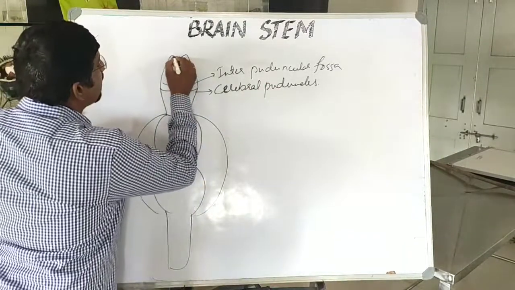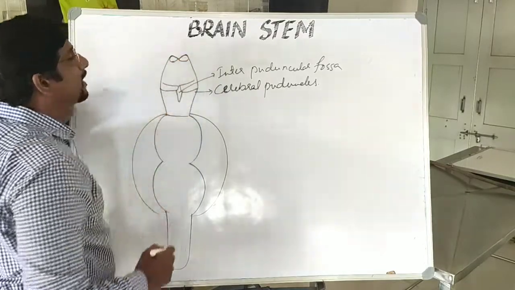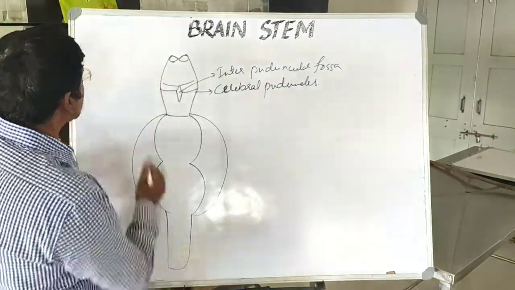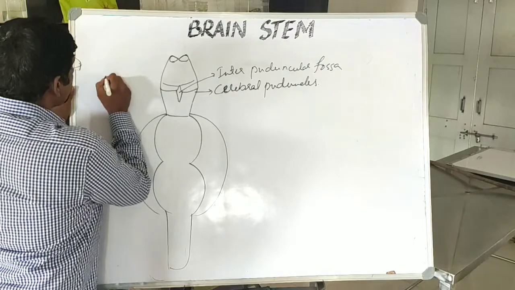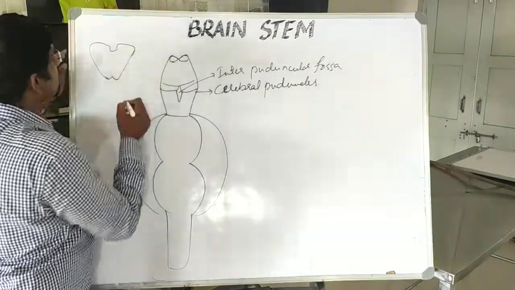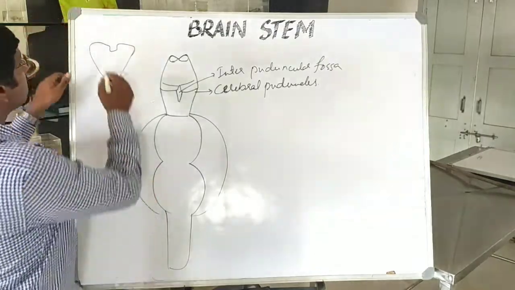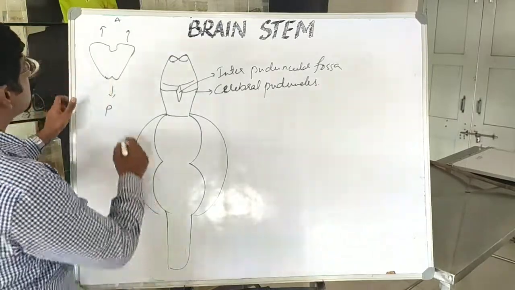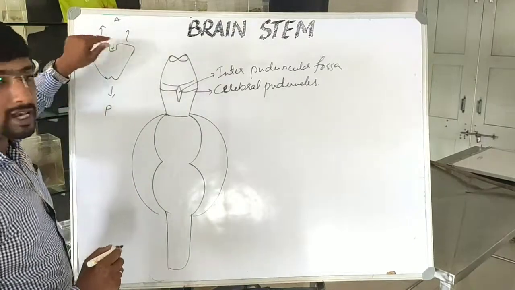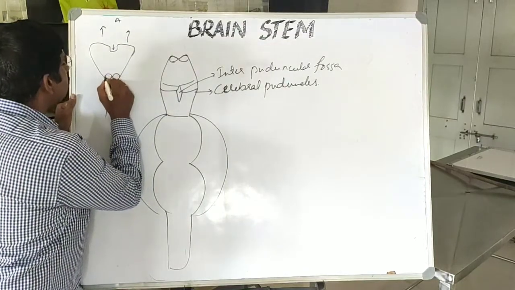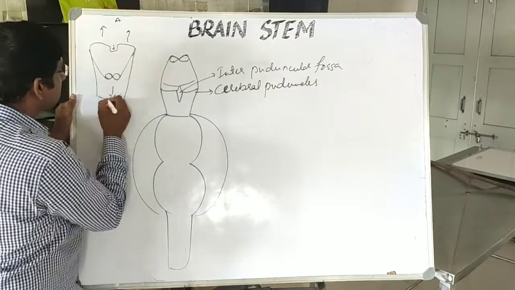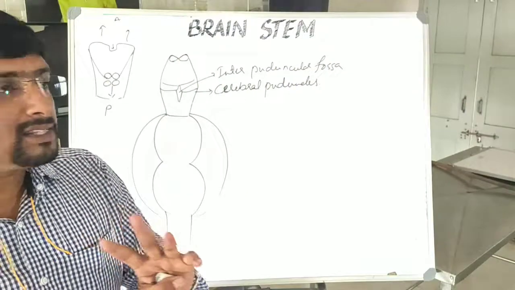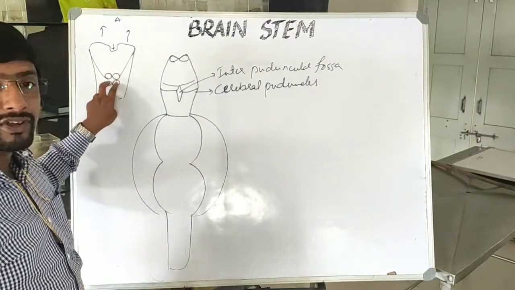And behind this, the elevations you can see here are called the superior colliculi. Let me draw the posterior diagram of the brainstem in the opposite direction here. These are the crus cerebri, anteriorly present. This is the anterior side, this is the posterior side. This is the interpeduncular fossa, and these two are the superior colliculi. In the three-dimensional picture, there are actually 4 colliculi: 2 superior and 2 inferior.